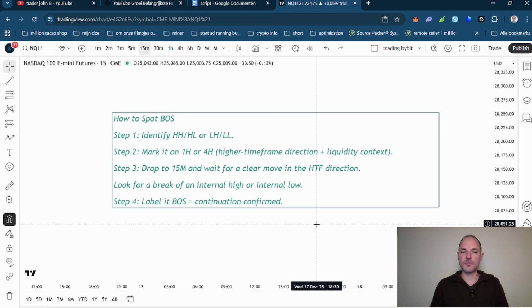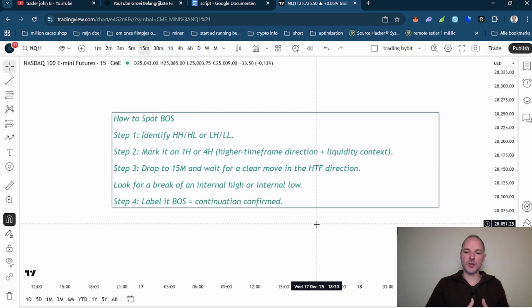It's necessary that we use the higher time frames so that we have a clear direction of where the liquidity is and where the market is drawn to. The market is always drawn to liquidity and we need to know where it is. Third step, we drop into a 15-minute. We have patience until we see a clear move in the direction of where the market is headed.